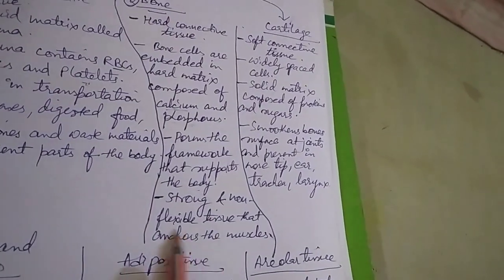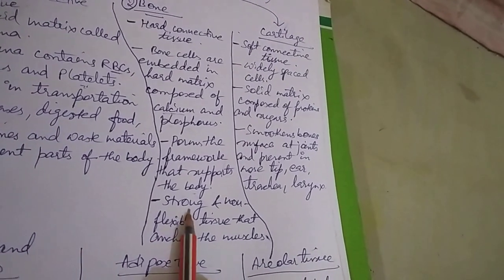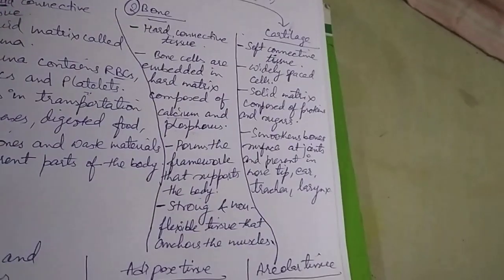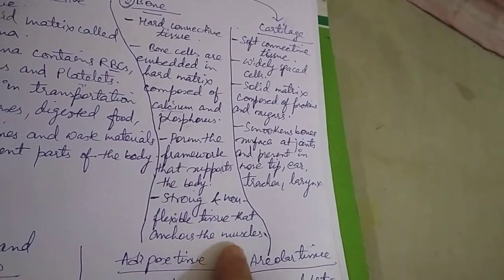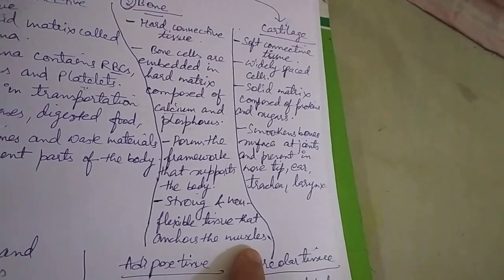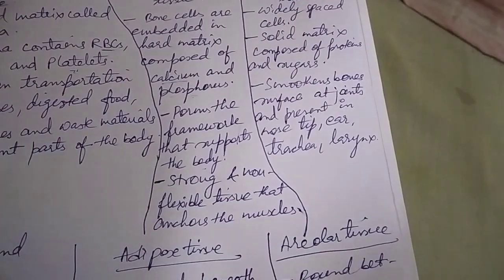And lastly, it is very strong, isn't it? Bone is very strong. You cannot easily break a bone. It is very strong and non-flexible. Can you bend a bone? No. So it is non-flexible tissue that anchors the muscles. Anchors means it supports the muscles because it is present below the muscles, right? So it is acting as a support system for the muscles.